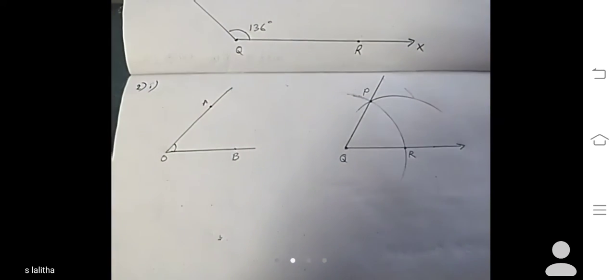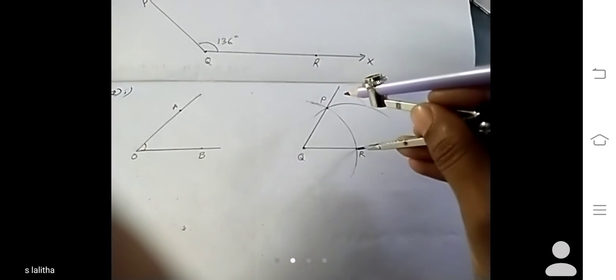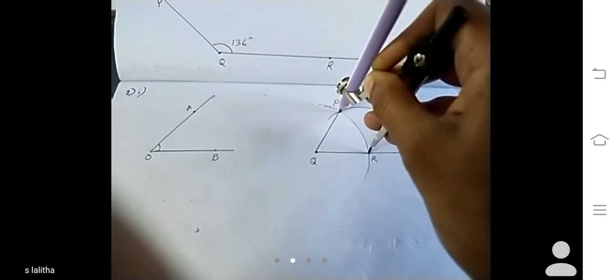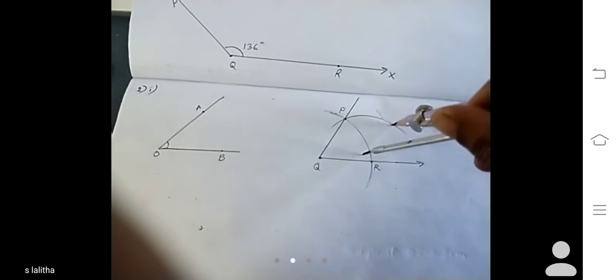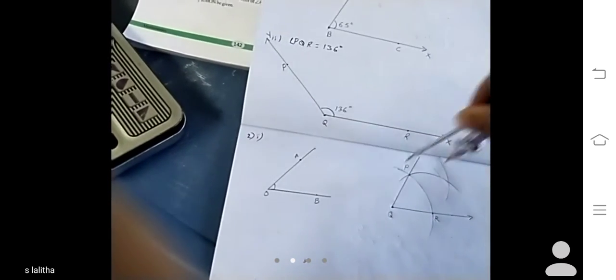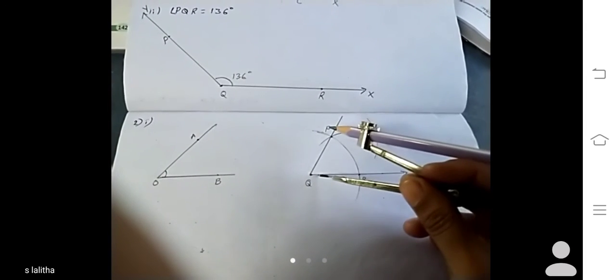Now first you have to find, next you have to find the bisectors. How to find the bisectors? Take the compass, measure from R to P. How much distance is this? Measure from R to P. You have to draw an arc like this. And from P also you have to draw an arc. Now see here, these two arcs will intersect here, no? So you have to join the line. This is the bisector.